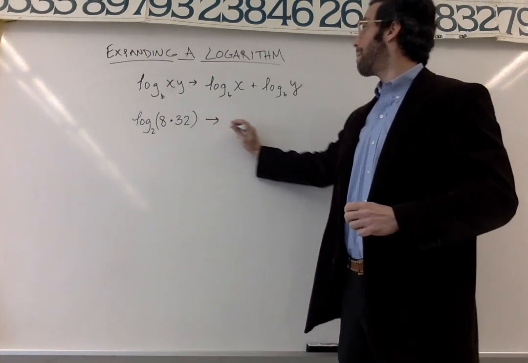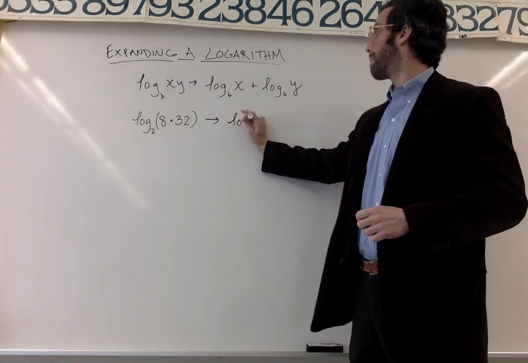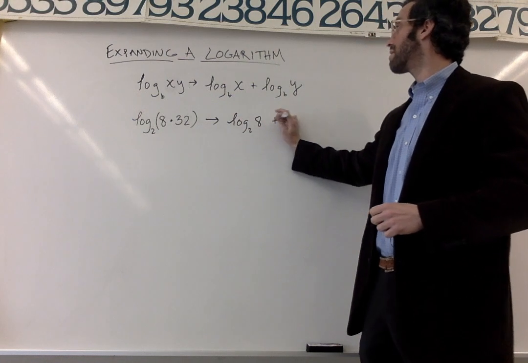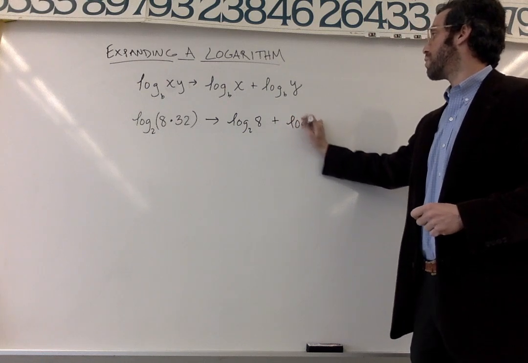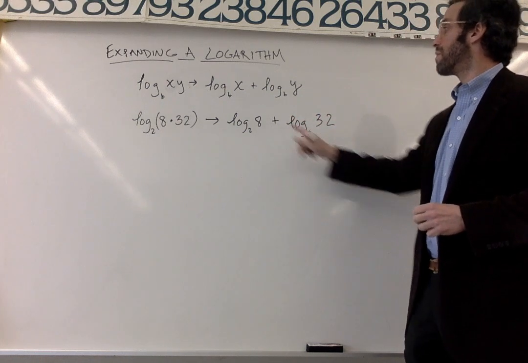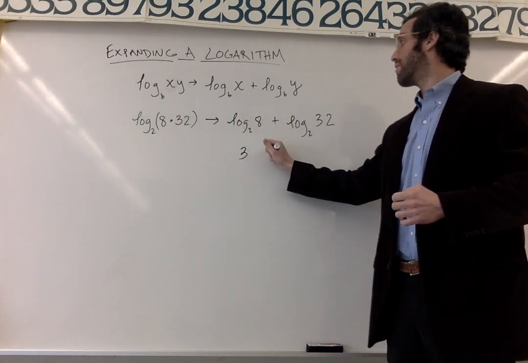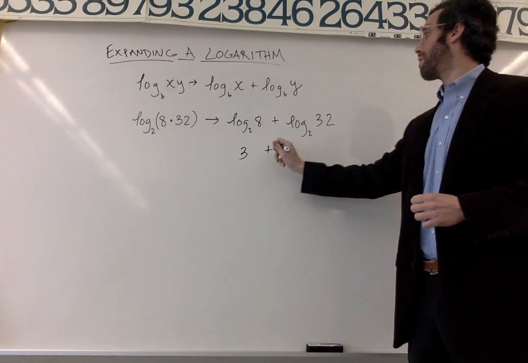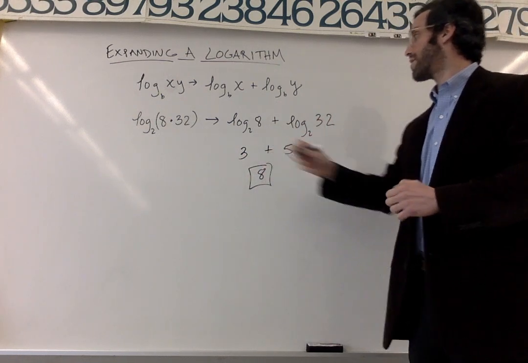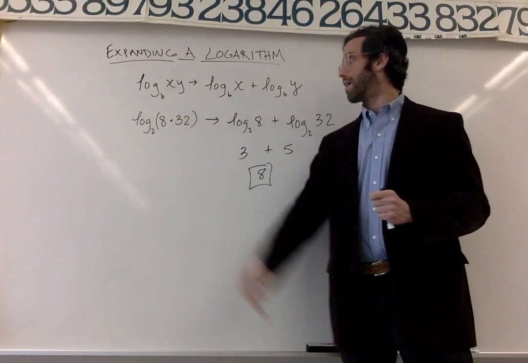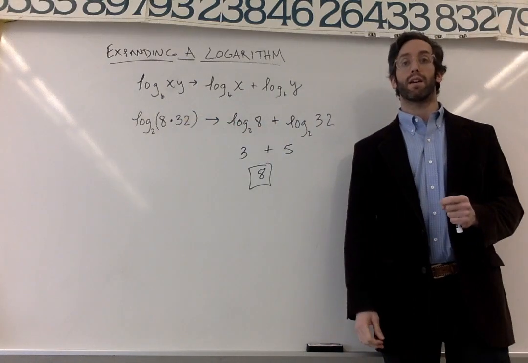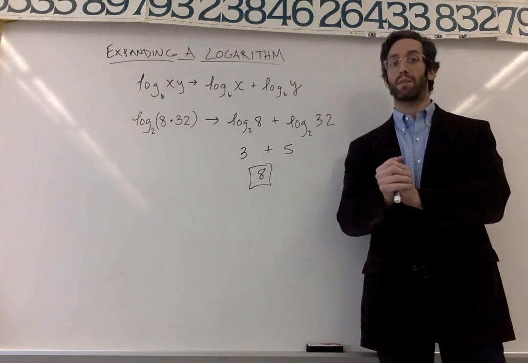We can break this up as log base 2 of 8 plus, because it's multiplication, log base 2 of 32. This logarithm you should know is 3. This logarithm you should know is 5. 3 plus 5 equals 8. That's our answer. That is one way we could apply the expanding rule when the argument is a product.